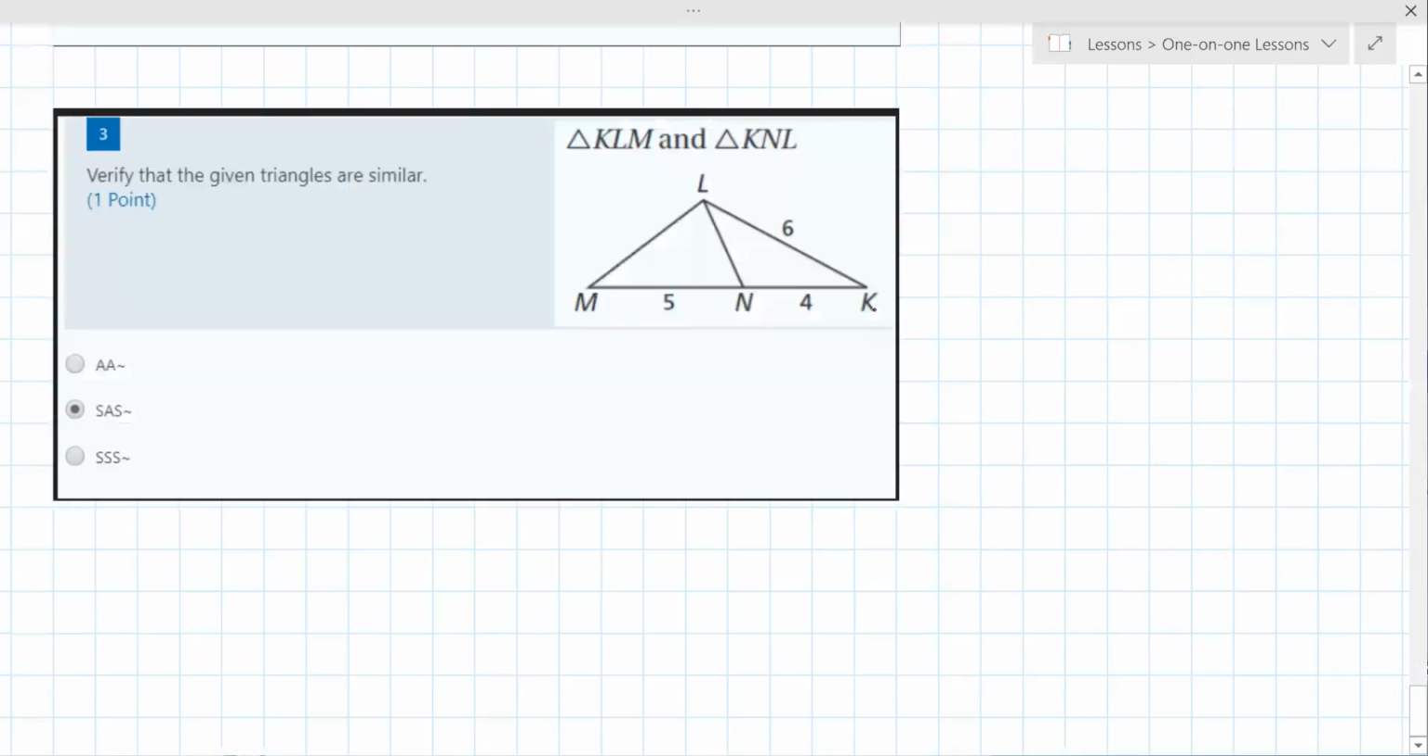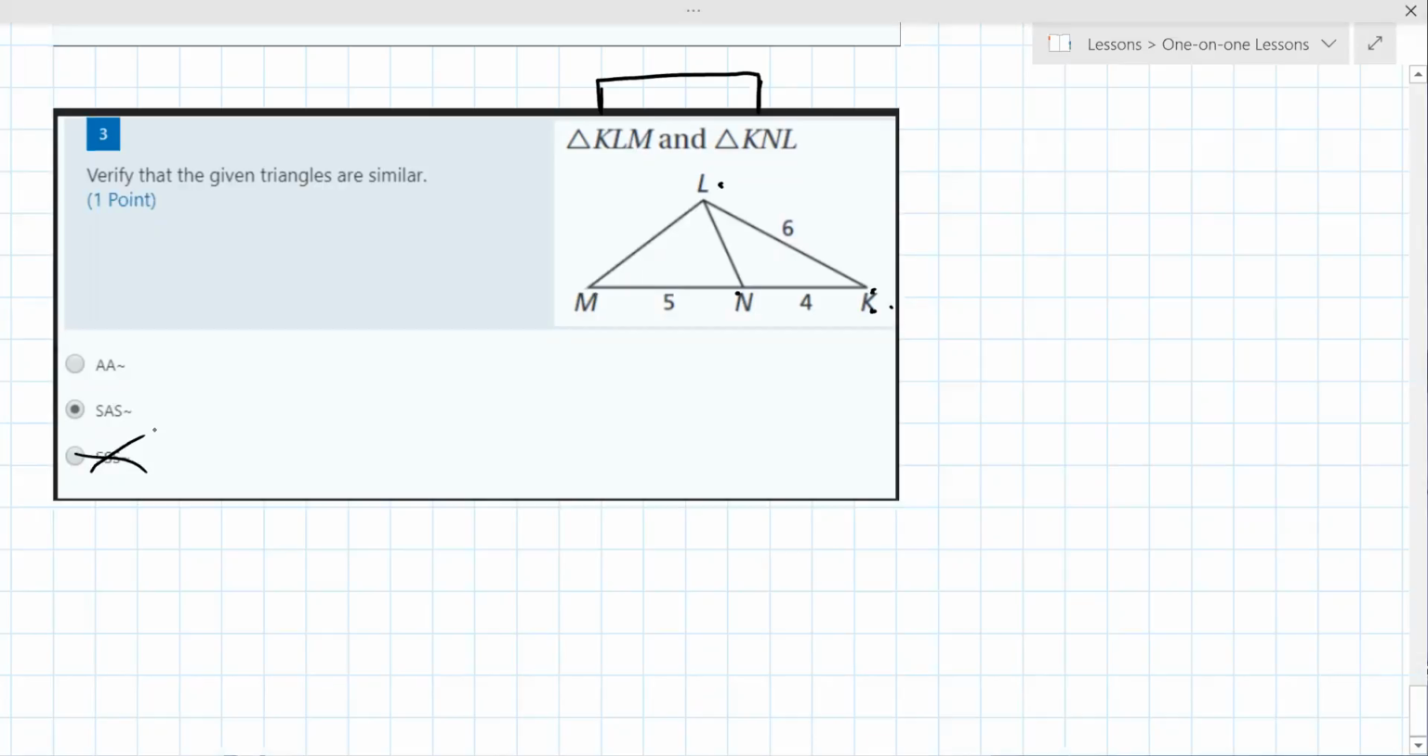All right, so it says K to L to M, K to N to L. Oh, no, I'm sorry, KLM. Gosh, I can't see. And then this one over here. So they both share a vertex here at K. So I think you're on the right path here with the angle. It's definitely not side, side, side.